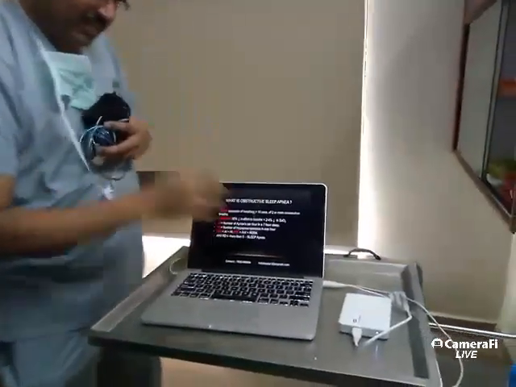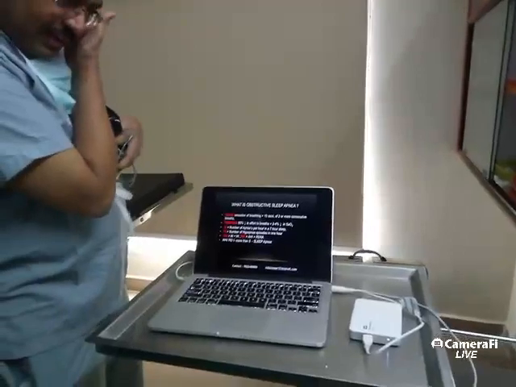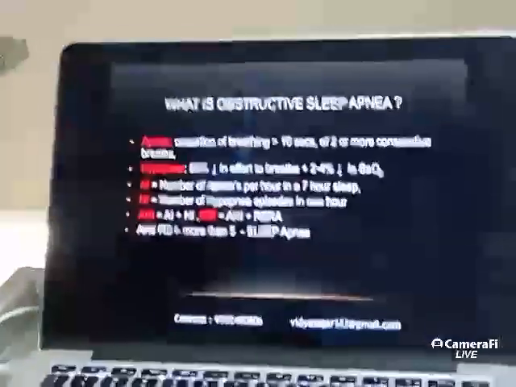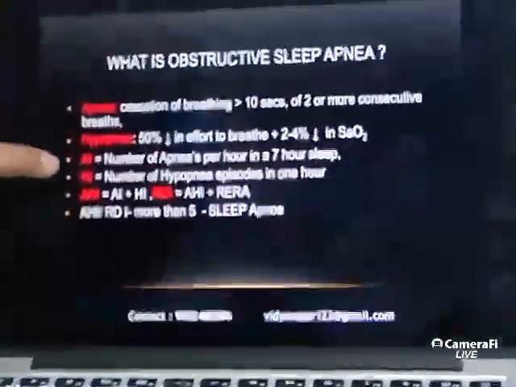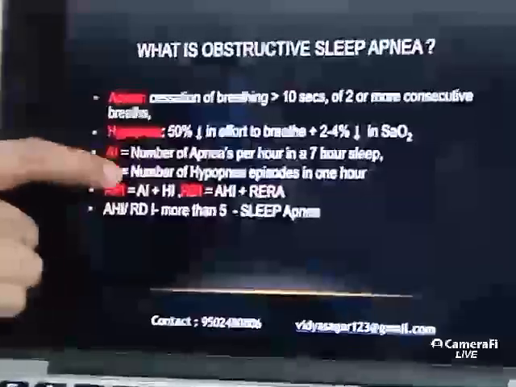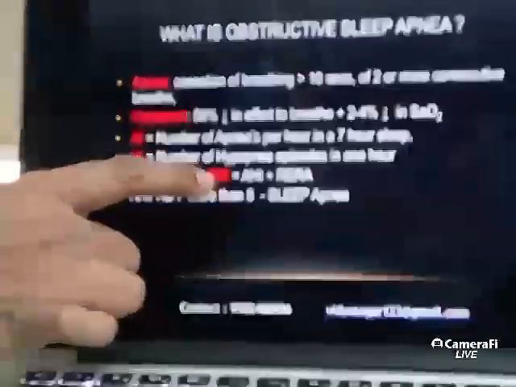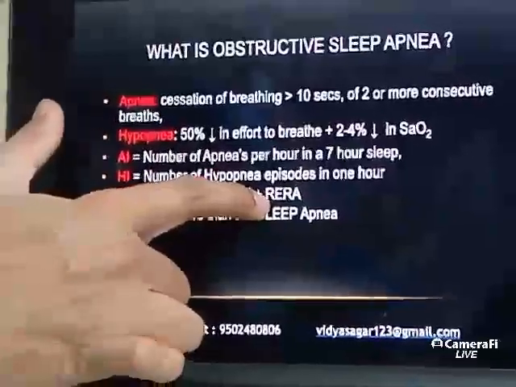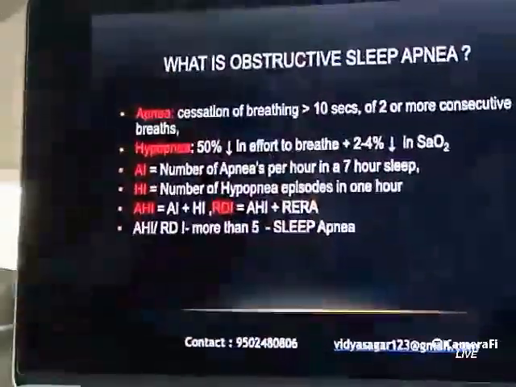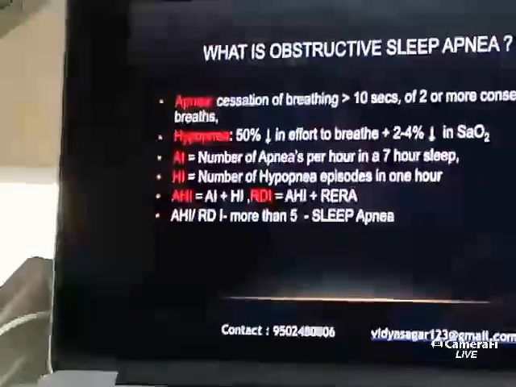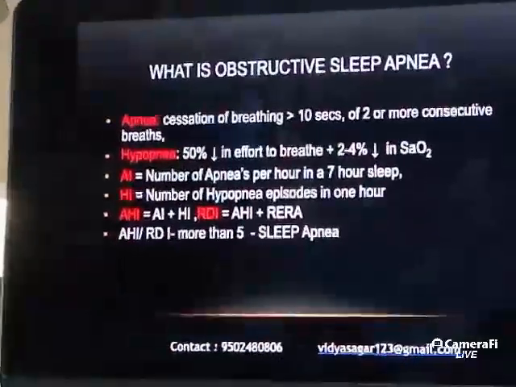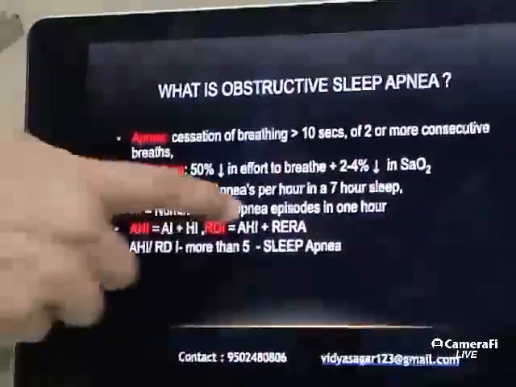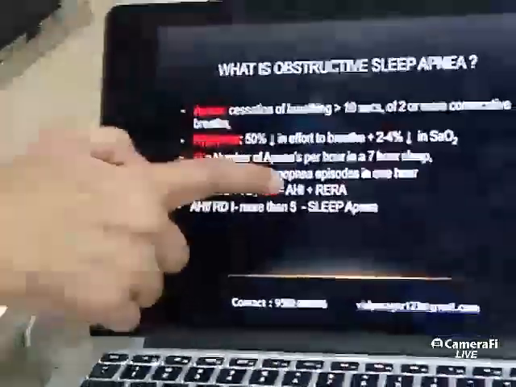So from this, what is apnea? Cessation of breathing for more than 10 seconds. Hypopnea is a 50% reduction in effort, and this is the apnea index, the hypopnea index, and these two together. What is respiratory disturbance index? It is the apnea hypopnea index plus respiratory effort related arousals. If there are also arousals due to the respiratory effort, that we consider as RERA, and this together we call RDI.